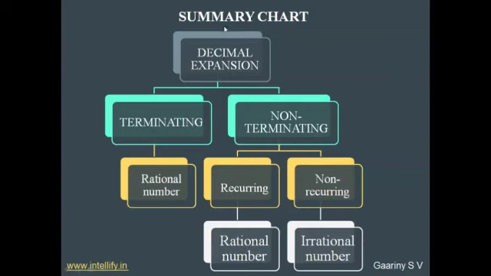Now we see the summary chart. We just saw the decimal expansion of the real numbers. This can be either terminating or non-terminating. If it is terminating, it is known to be a rational number. If it is non-terminating, there are two conditions. One is either it is repeating or it is non-repeating. If it is repeating, it is a rational number. If it is non-repeating, that is non-terminating and non-repeating, it is an irrational number. I hope you understood the concepts well.